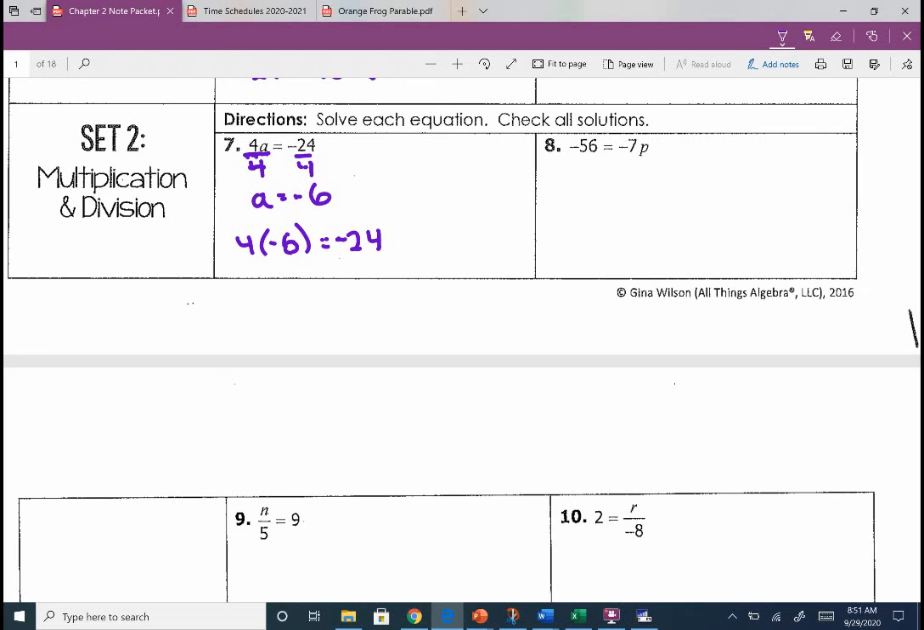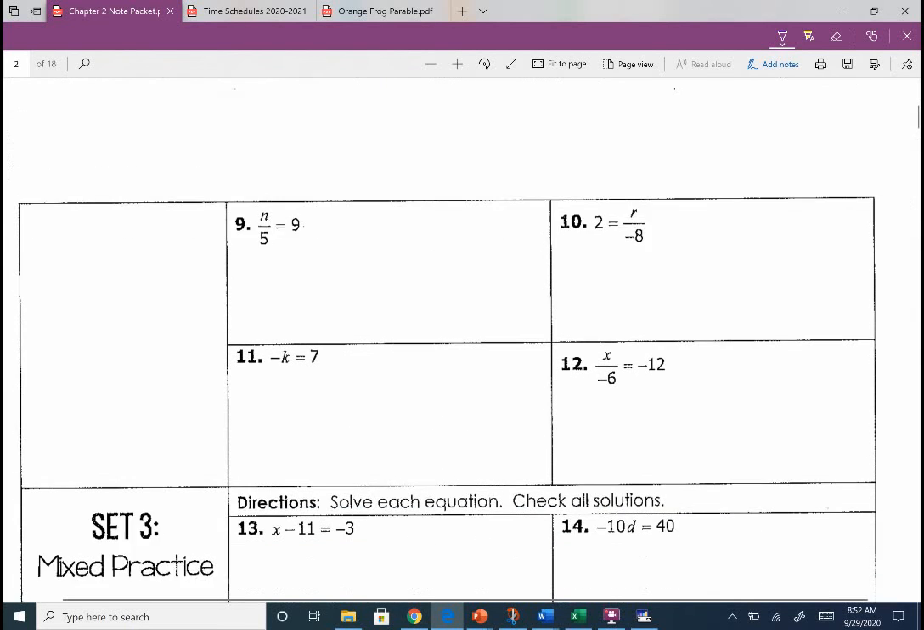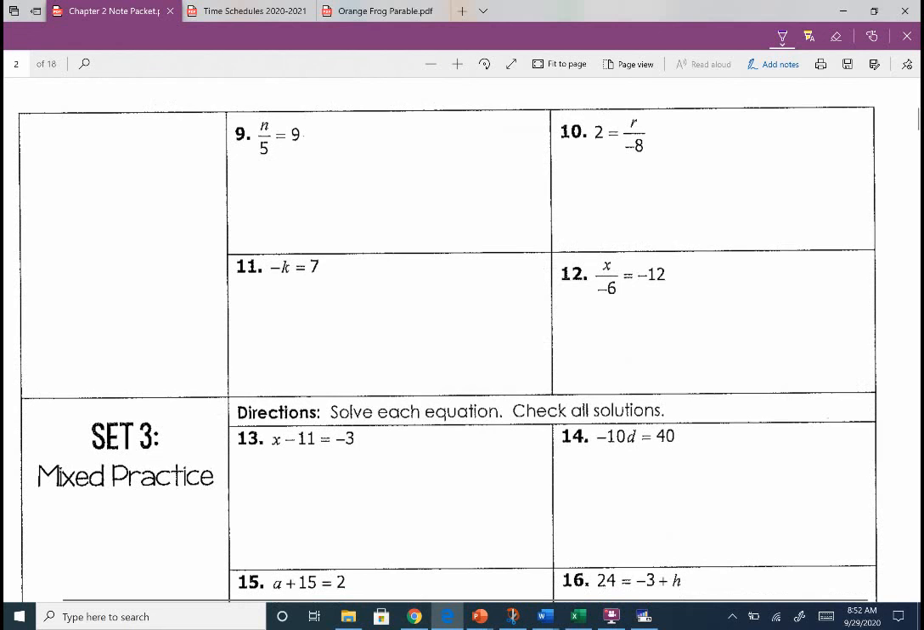I want to do one more with you before I turn you loose on the multiplication division piece. Go to the back side of your sheet, please, and look at question 9. Not the back side of your packet. The back side of this first sheet. And we're going to look at number 9.